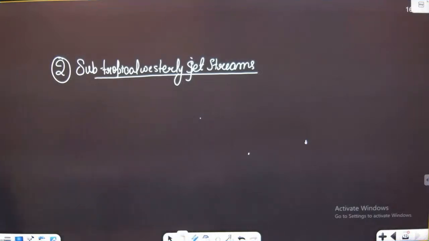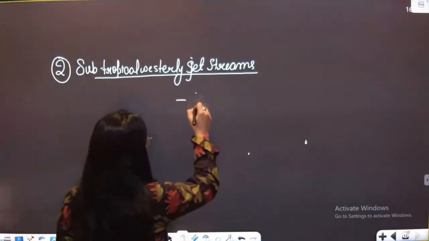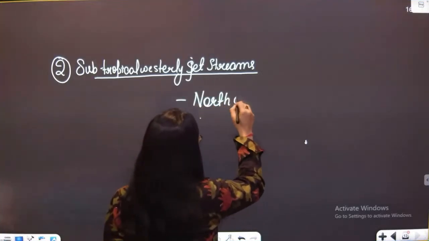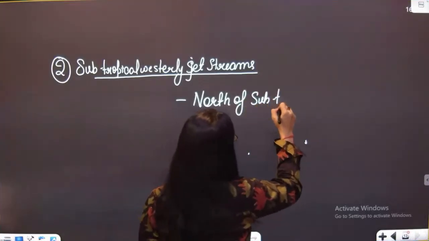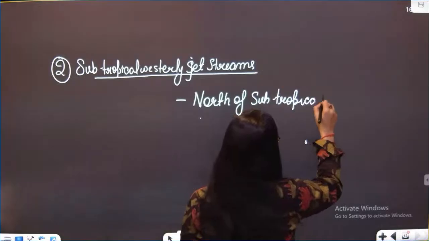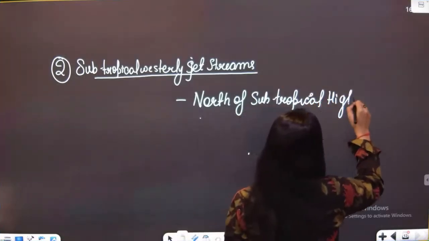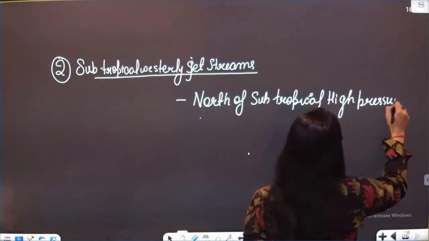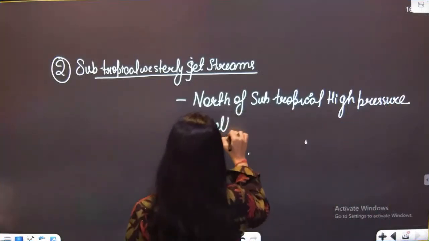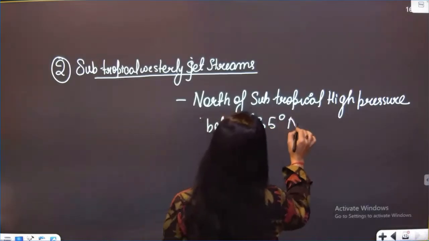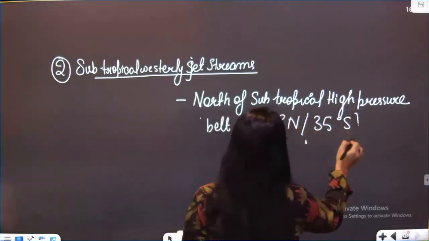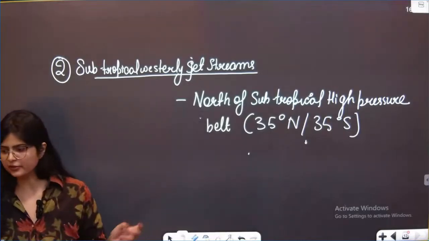Next, it is located in the upper troposphere. Write down. It is located in the upper troposphere, north of the subtropical high pressure belt. In the bracket write down 35 degree north, 35 degree south.